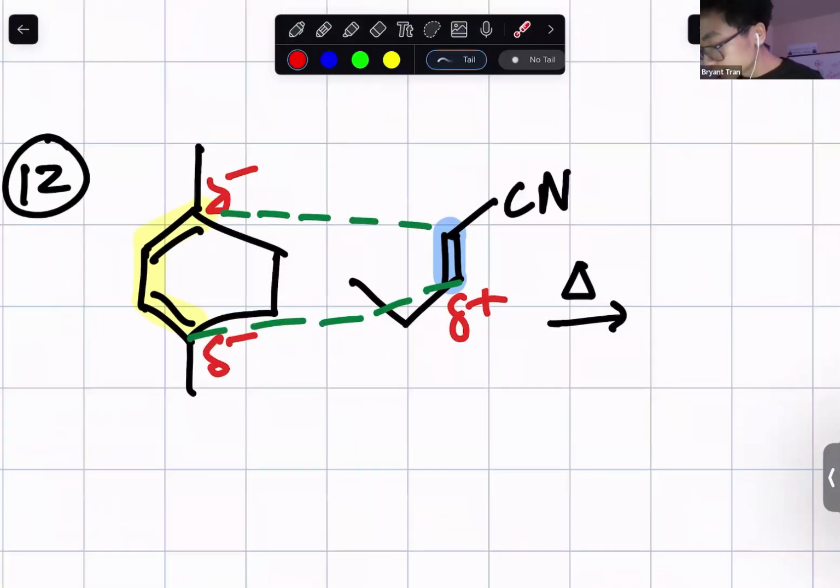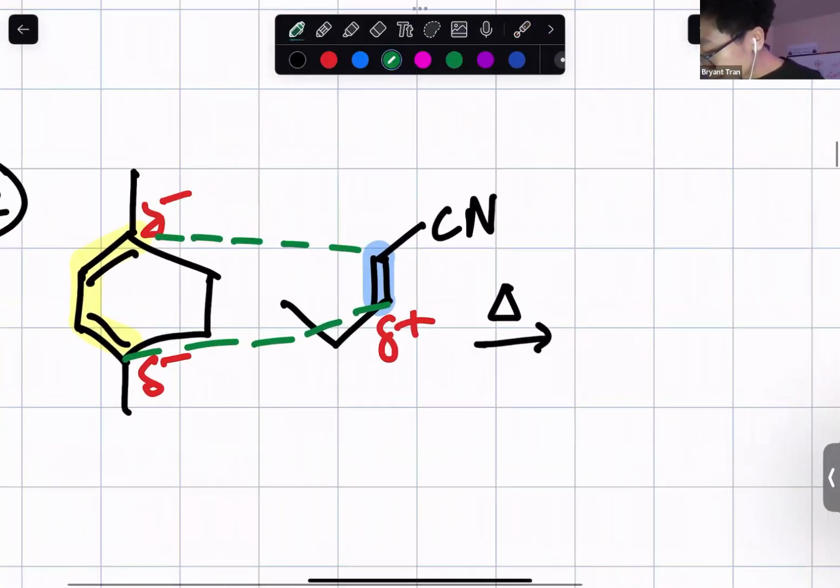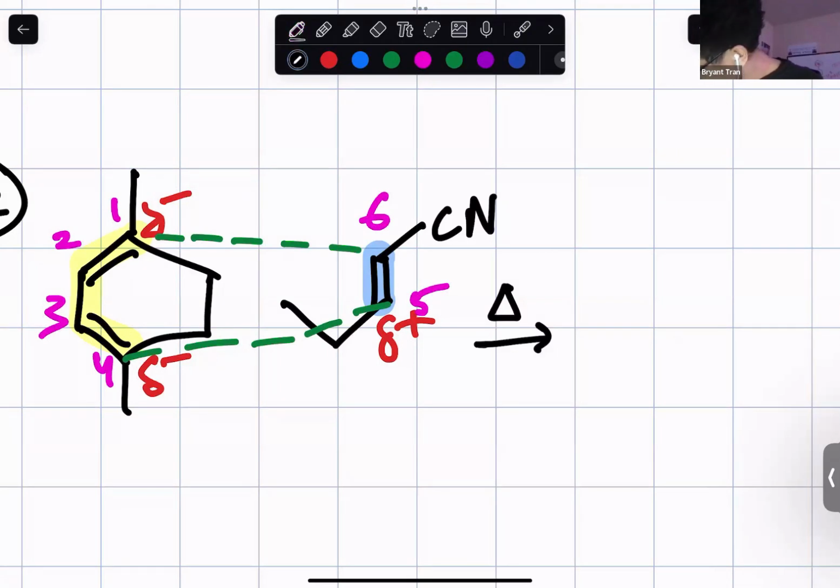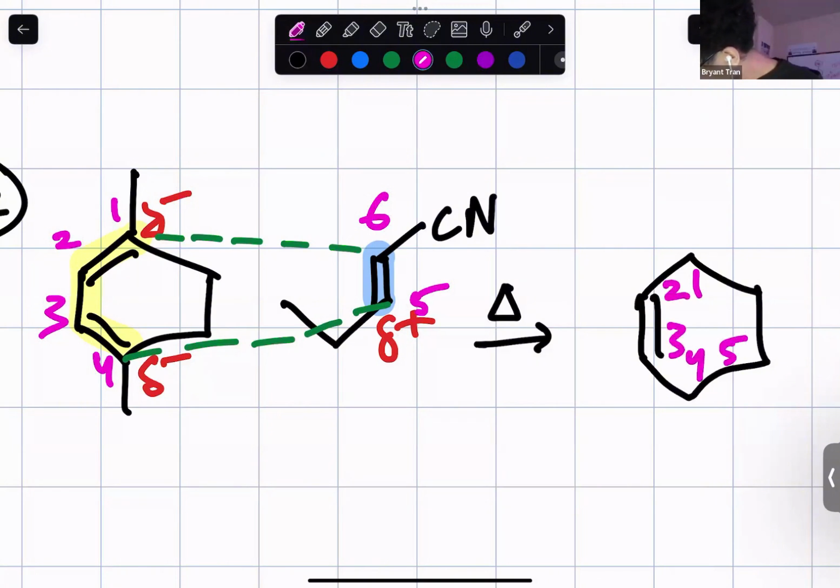So we can continue with the Diels-Alder reaction. I'm going to number this atom 1, this is 2, this is 3, this is 4, this is 5, this is 6, to give me this Diels-Alder product right here, where this is 1, 2, 3, 4, 5, 6.